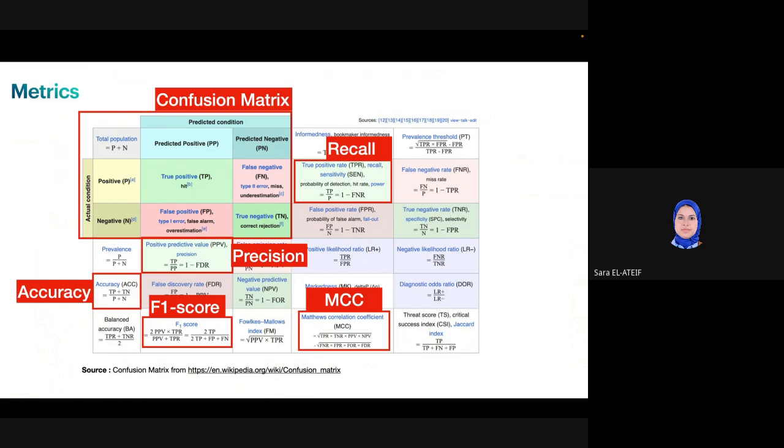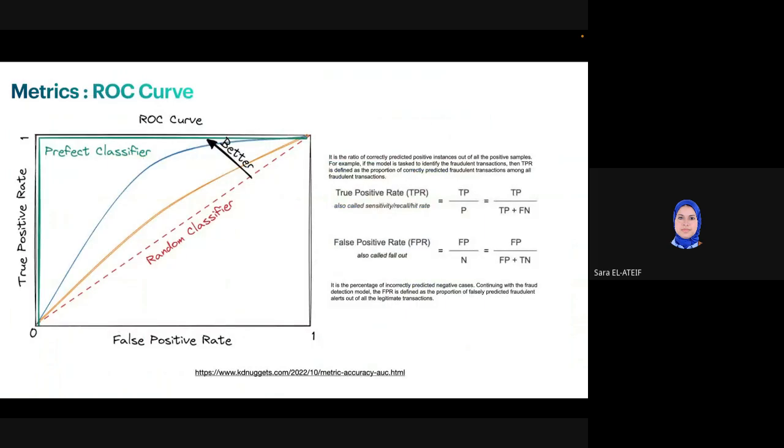And then F1 score and MCC. F1 score is used mostly when we have a huge class imbalance. It is very good because it balances recall and precision. Meanwhile, MCC, or Matthews correlation coefficient, is used when we have different classes. That is, when we're performing multi-class classification, this is the best metric to use to account for it.